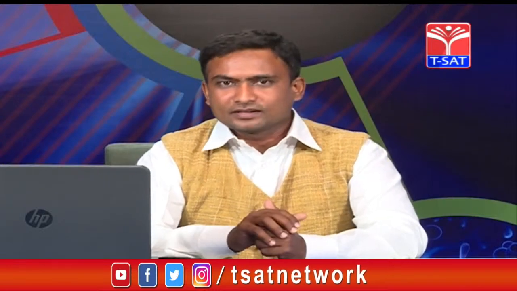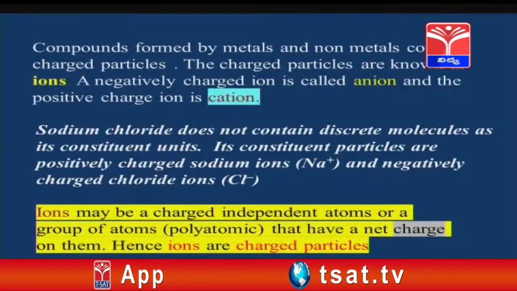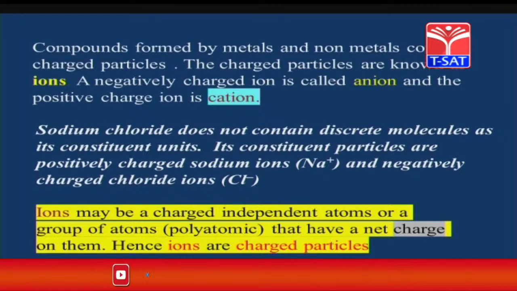Metals lose electrons and non-metals gain electrons. Here, ions are formed by the metals and non-metals. So, two kinds of ions are there: one is a positive ion and another is a negative ion. Positively charged ions are known as cations and negatively charged ions are known as anions.